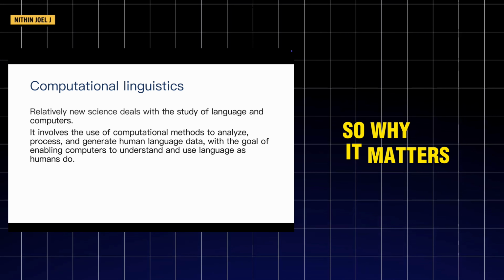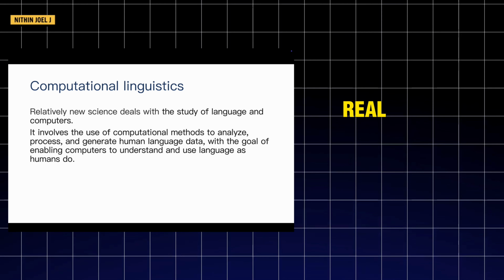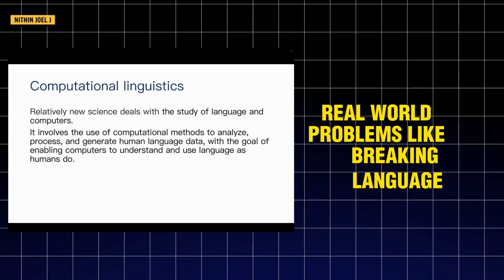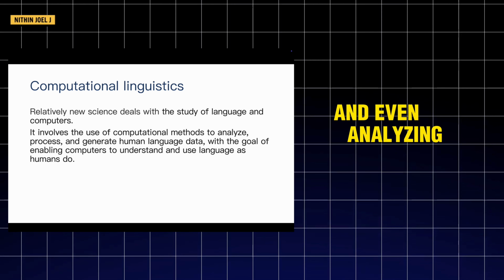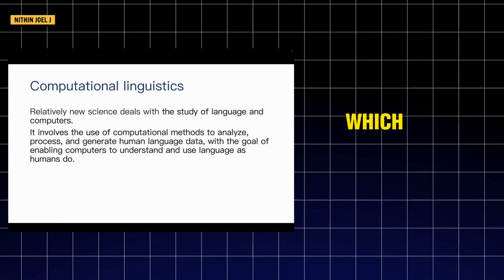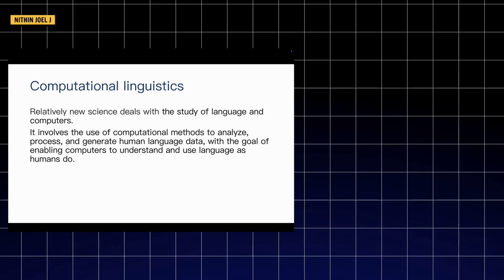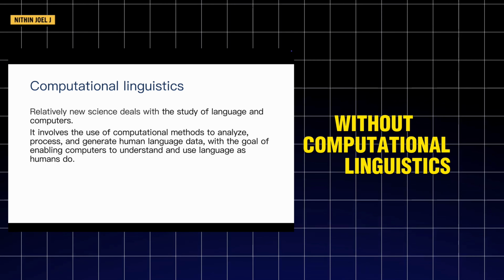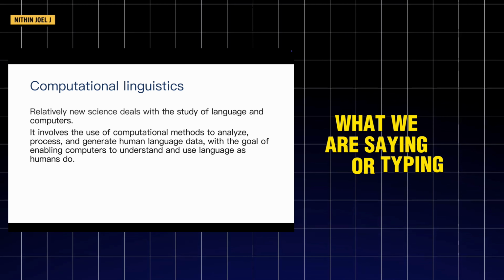So why does it matter? Computational linguistics helps solve real-world problems like breaking language barriers, enabling voice-to-text technology, and even analyzing social media trends. It's also key in developing natural language processing, which lets AI systems read and respond like humans do. Without computational linguistics, modern AI would have no clue what we are saying or typing.